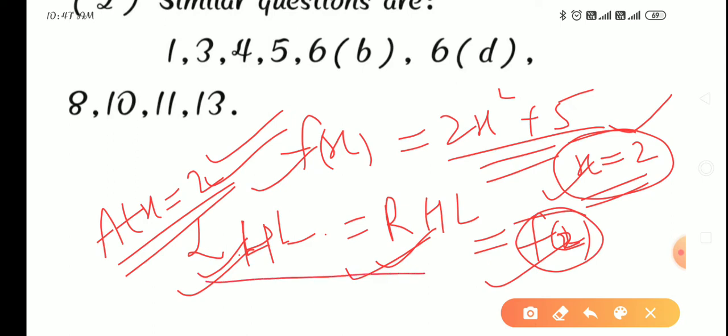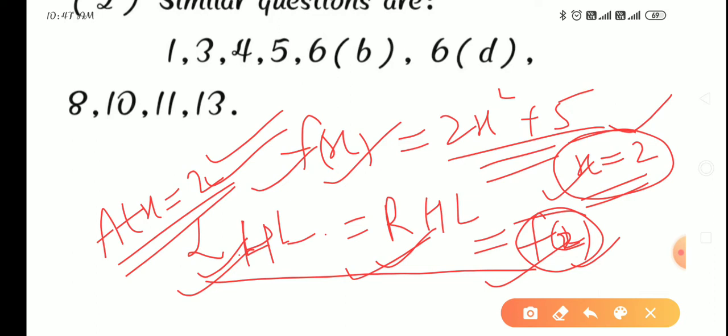If this condition is satisfied, LHL is equal to RHL is equal to the functional value at the particular point, so you can say the given function is continuous at the given point. So this function will be continuous at point x equals 2 if LHL equals RHL equals f(2). Otherwise it will be discontinuous. So keep in mind what you have to show. Function will be given, one point will be given. It will be asked in the question, you have to show the continuity at the given point.